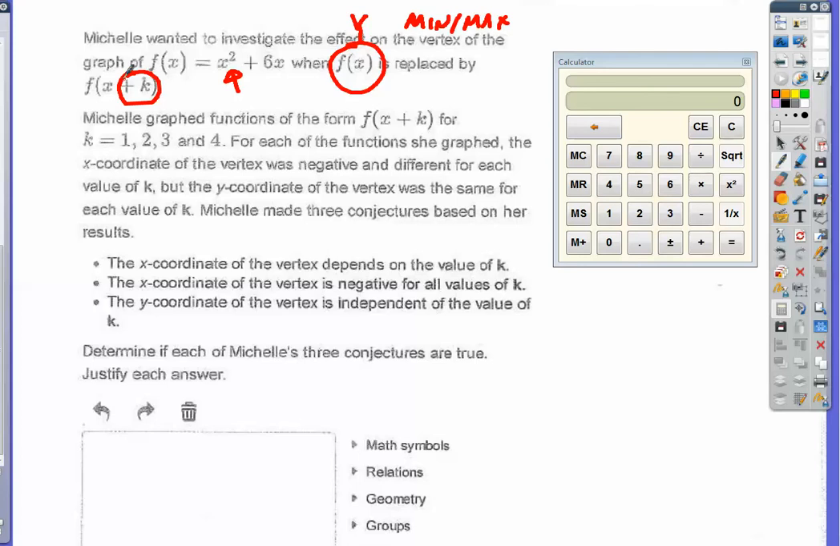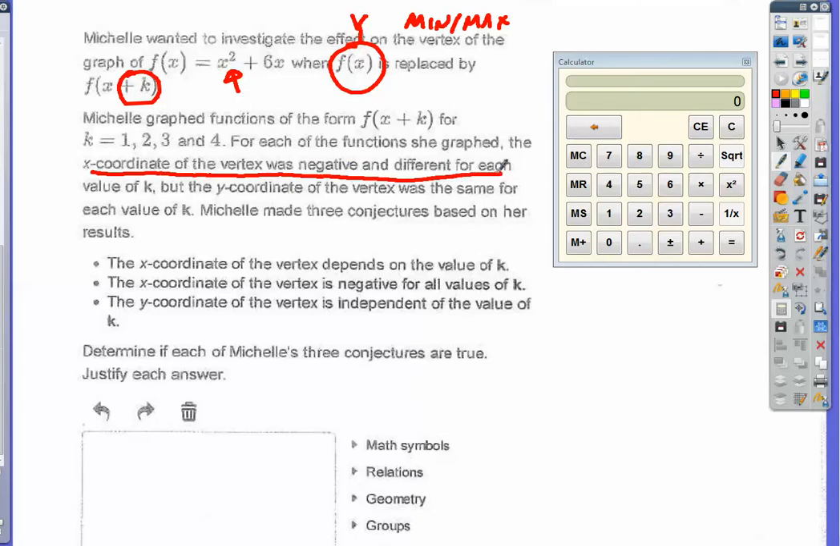For each of the functions she graphed, the x-coordinate of the vertex was negative and different for each value of k. But the y value of the vertex was the same for each value of k. Michelle made 3 conjectures based on her results. So now the nice thing about this problem is it actually tells you what happened. That the x-coordinates of the vertex were negative and different.